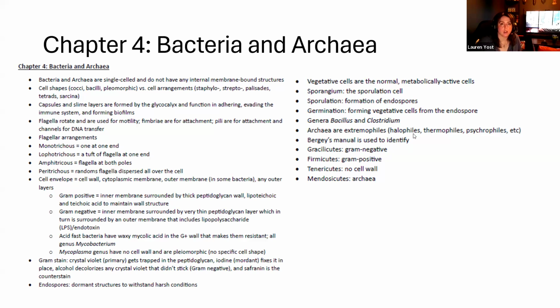Halophiles, high salt. Thermophiles, high temperature. Psychrophiles, cold temperature. We'll have acidophiles. Go figure where that would be, right? Acid. Bergey's manual is just a manual we use to identify.